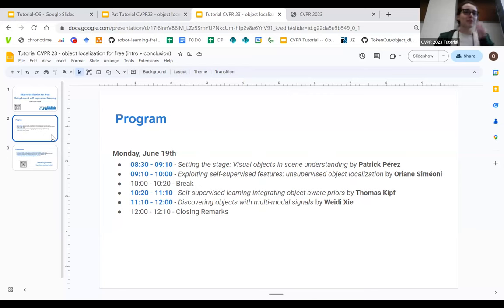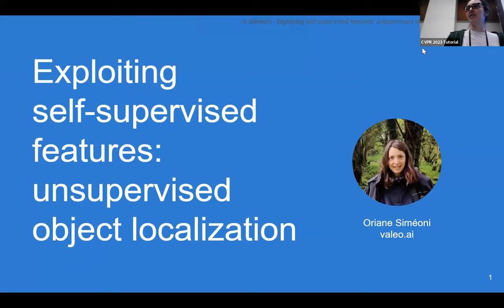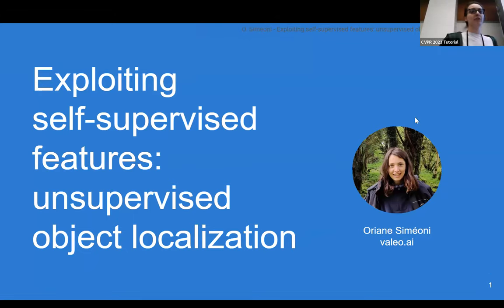Okay, so I have the honor to introduce myself. My name is Oren Simeoni. I'm a research scientist at Valeo AI. I did my PhD at INRIA Rennes before that. And I will talk to you today about how to exploit self-supervised features in order to do unsupervised object localization.